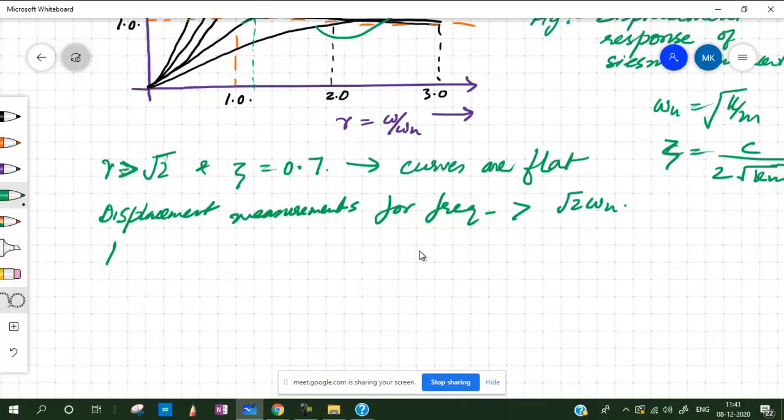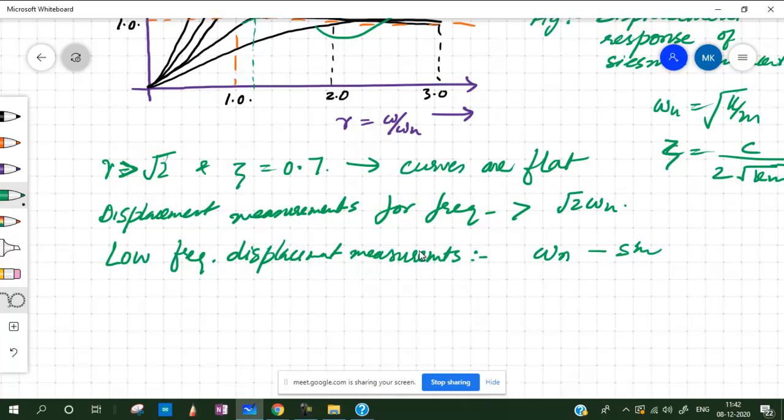write it here, like low frequency displacement measurements. For low frequency displacement measurements, we use omega n, which should be small, so which means if it's proportional to root of k by m, that means we have to either reduce k or increase mass.